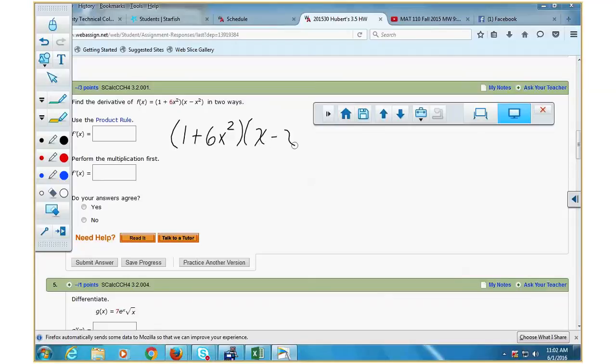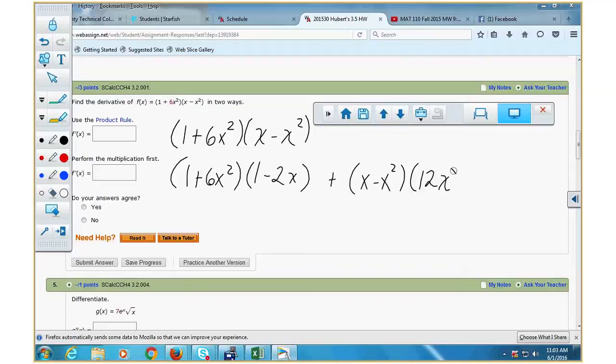All right, now unless you like punishment, you don't have to do it by the FOIL method, and that's only if you want to practice. All right, so what's the first times the derivative of the second? Well, the second is going to be what? 1 minus, plus the second. You're still going to have to use the FOIL method. Times the derivative of the first, which is going to be 12x. And this is going to be 1.